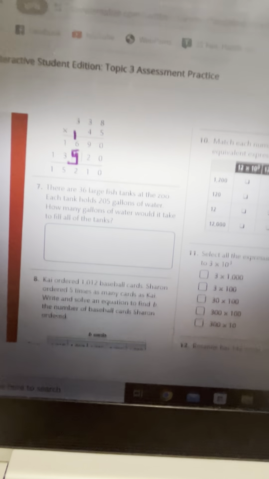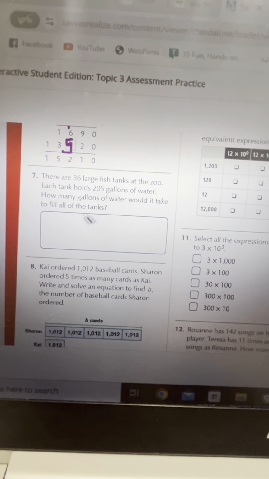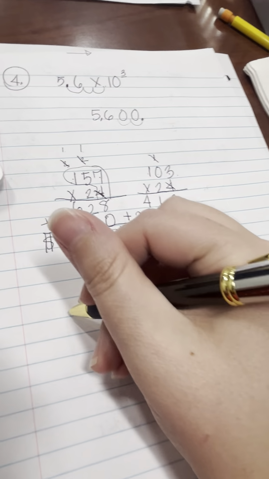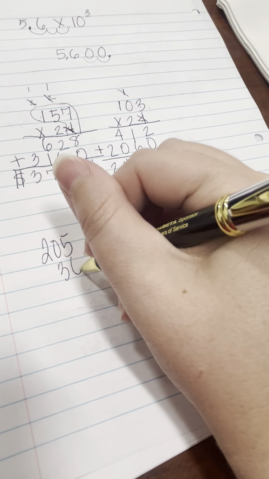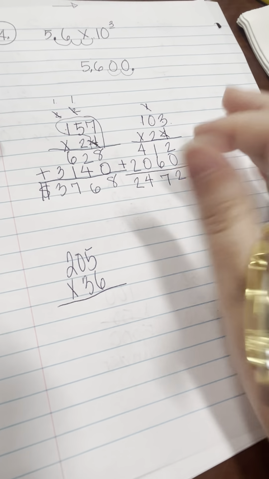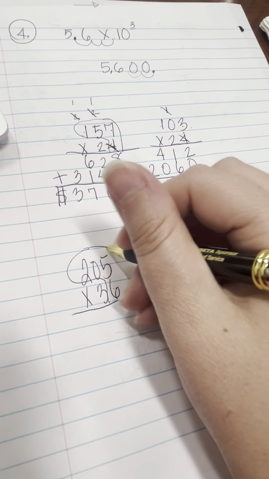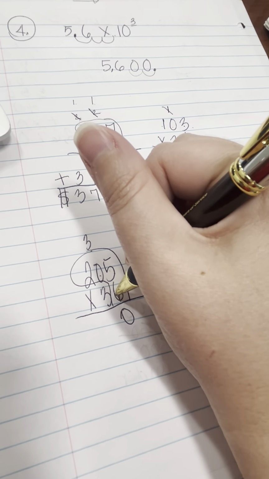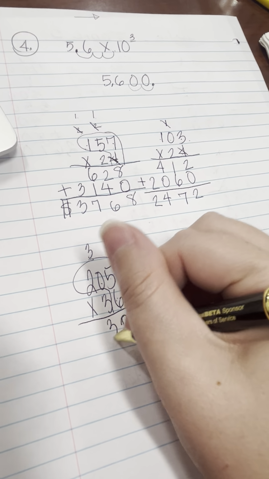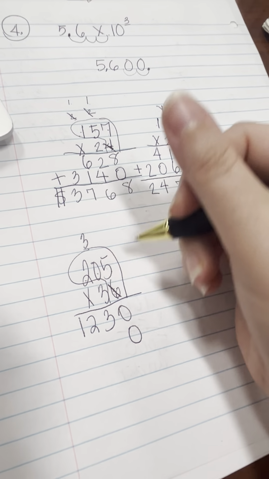Next one. 36 large fish tanks, and they have 205 gallons of water. How many gallons would it take? So we're doing 205 times 36 gallons. So 5 times 6 is, and we can do the turtle if you would like. 5 times 6 is 30. Carry. 0 times 6 is 0. Plus 3 is 3. 2 times 6 is 12. Lay me an egg. I'm done with you.